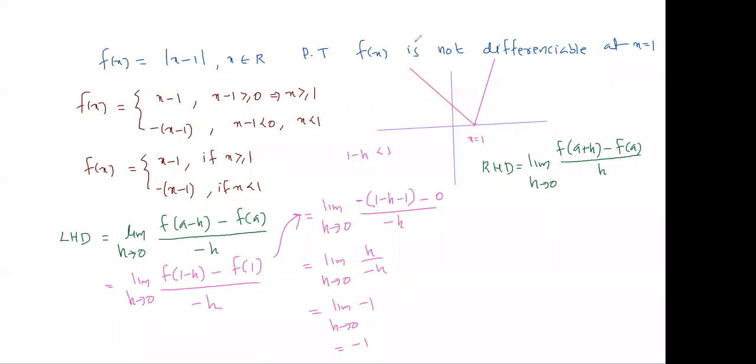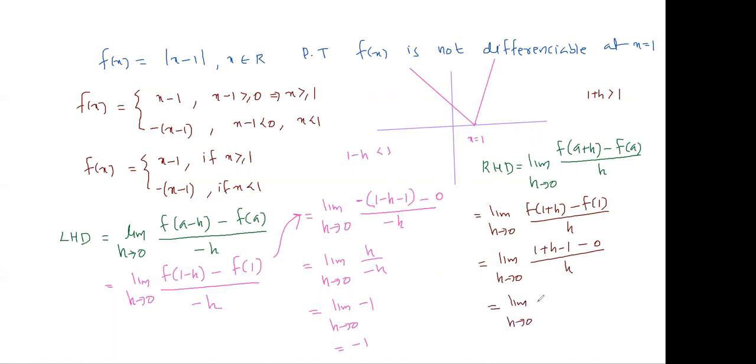Again, right hand limit. This is equal to limit h goes to 0 f of 1 plus h minus f of 1 divided by h. This is limit h goes to 0, 1 plus h. 1 plus h is greater than 1. So whenever x is greater than or equal to 1, it is x minus 1. So it is 1 plus h minus 1 minus f of 1, which is 0, divided by h. So limit h goes to 0, 1 minus 1 0 हो जाएगा, h by h. That is limit h goes to 0 of 1. Limit of a constant is constant.